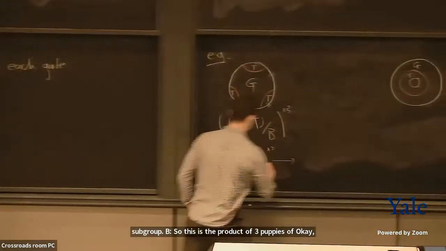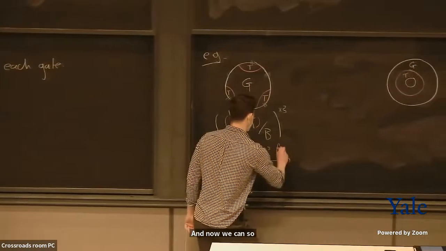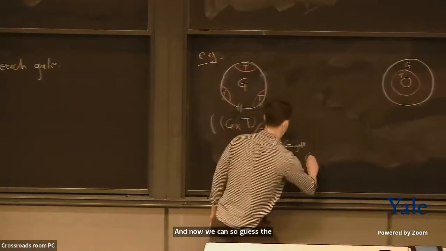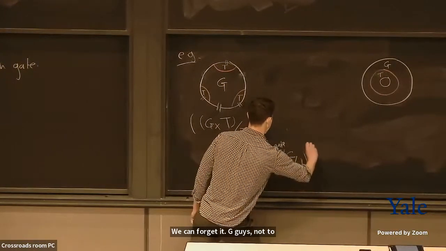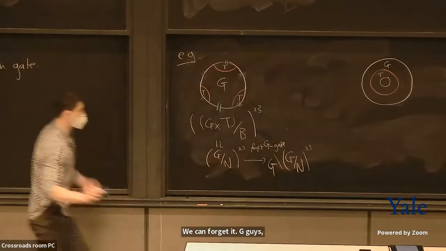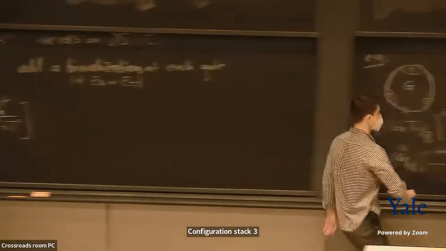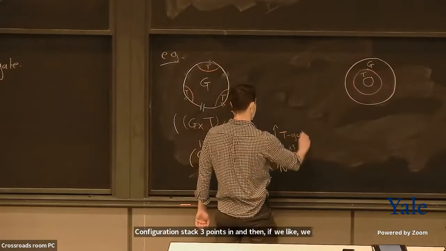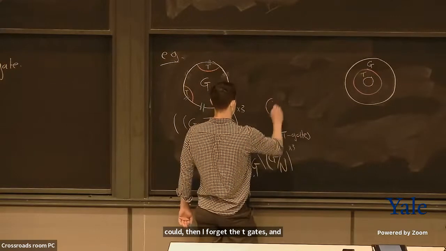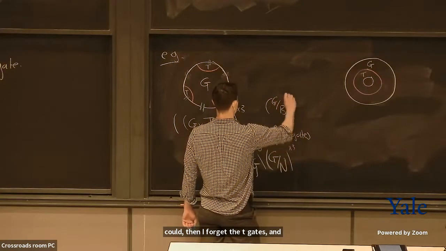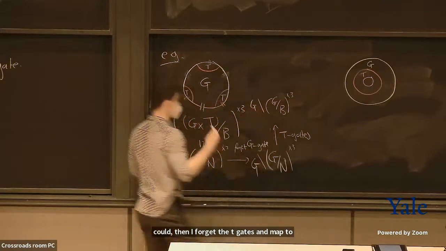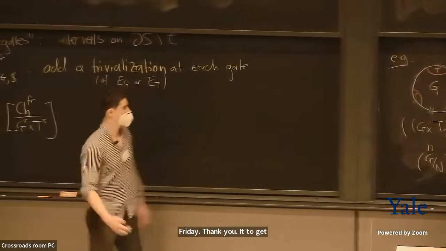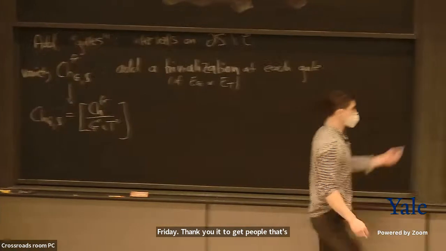And now we can forget our G gate and get a map to this configuration stack of 3 points in G mod N. And then if we like, we could further forget the T gates and map to G mod B cubed, mod from the right by T, to get T mod B. So that's how things work in the triangle.